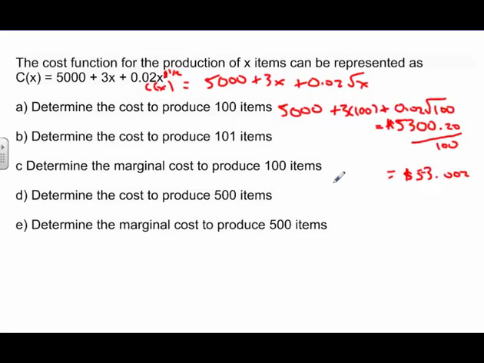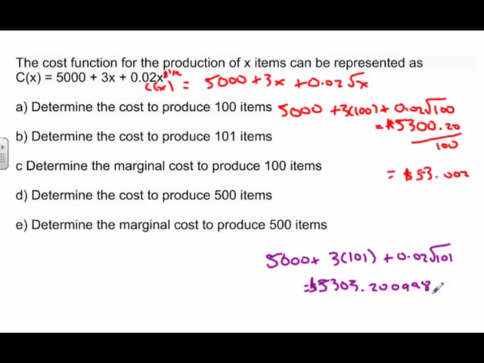So, well, now I want to do the exact same thing, but with 101 items. I'm kind of running out of room here, so I'll do another color and go below. You use the exact same equation, only now use the number 101 rather than 100. If I do that, 5,000 plus 3 times 101 plus 0.02 root 101, it ends up being slightly more. Now, we're not talking a lot more, but just slightly more. 5,303.20, but then if I keep going, it's 200,998. And hopefully you'd agree that the amount that it costs goes up.